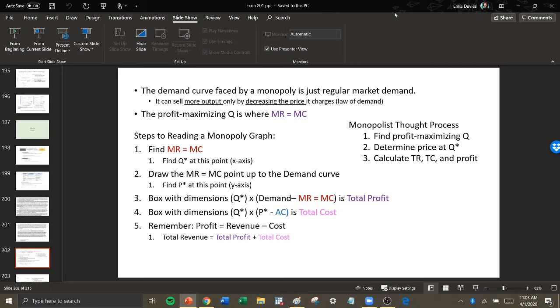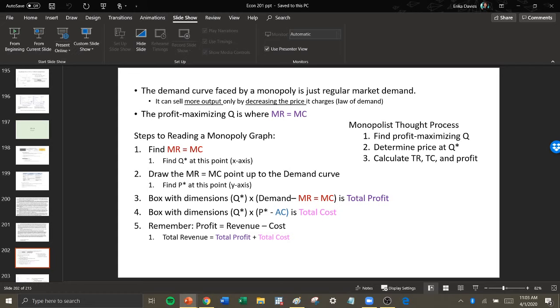We're going to find our profit maximizing quantity. So we're going to find where our marginal revenue equals our marginal cost, and then we're going to find Q at this point. We're then going to find P. We're going to find our total profit, our total cost. We'll do this more on the next slide. I just want you to be aware that these steps are here. And if you're confused on homeworks or anything, come back to this slide and follow these steps very carefully.